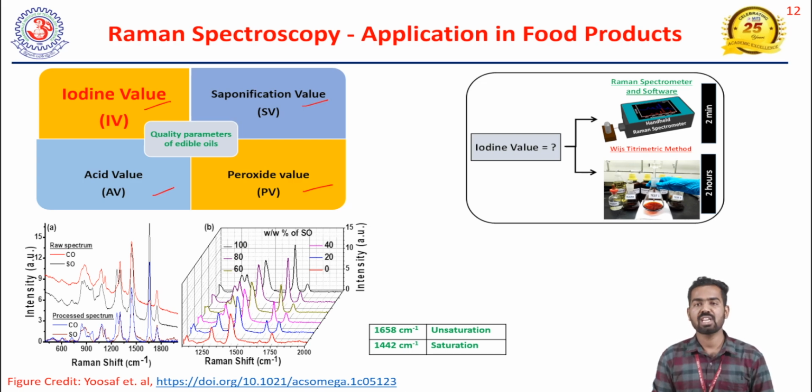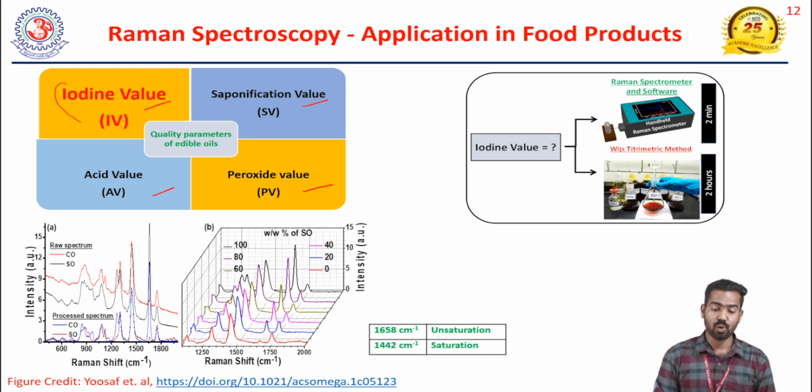So using Raman spectroscopy, in this experiment, what is our aim? We are going to determine the iodine value, one of the most important quality parameters of edible oils. I will give a simple explanation. If the iodine value is higher, the edible oil has higher unsaturation. If the iodine value is lower, a greater amount of saturation is there.